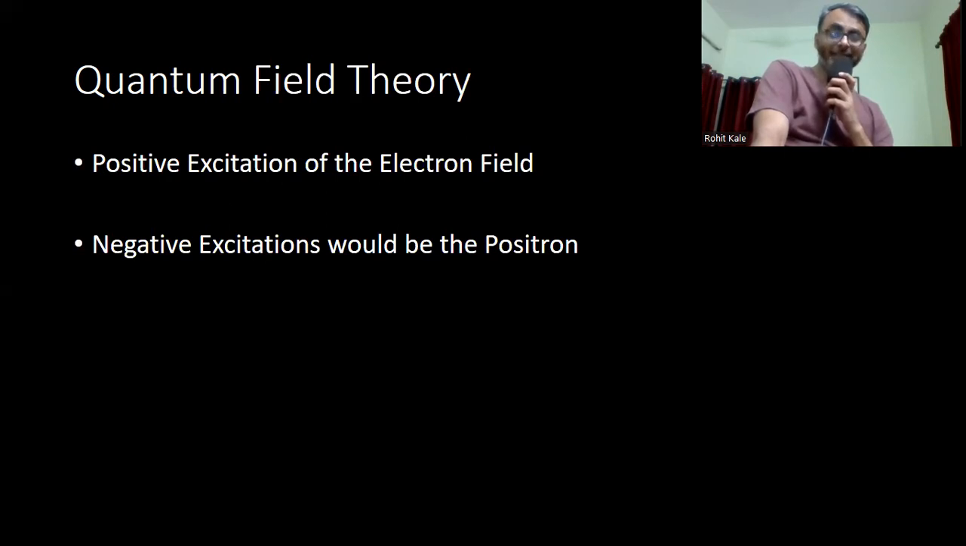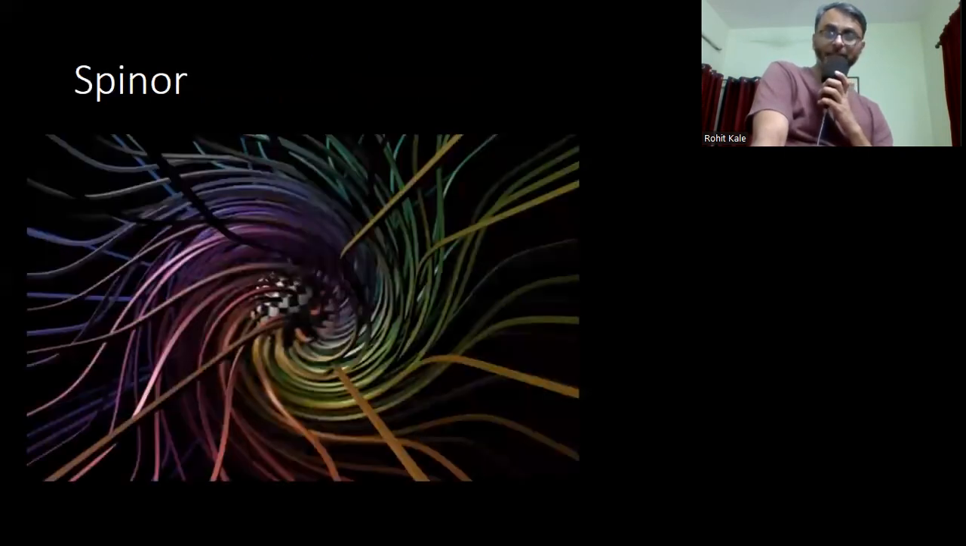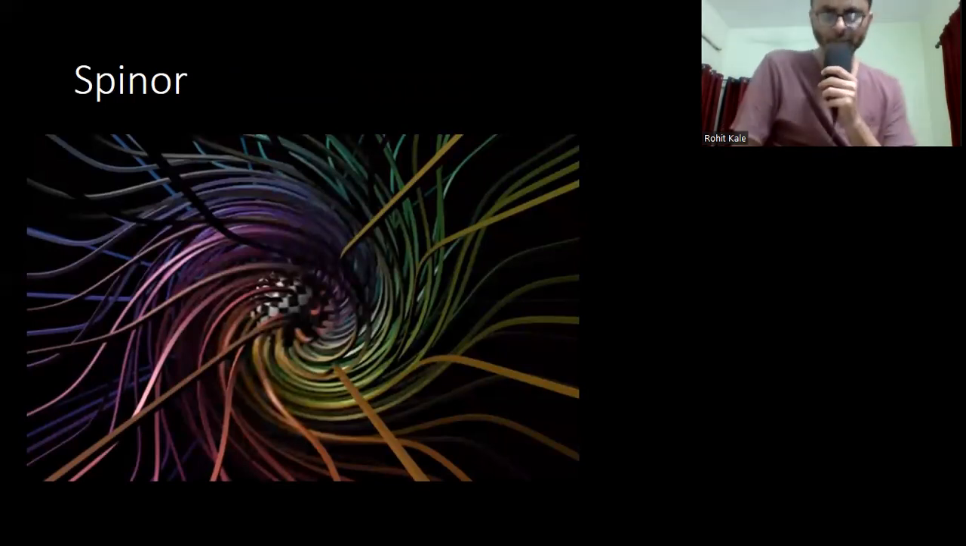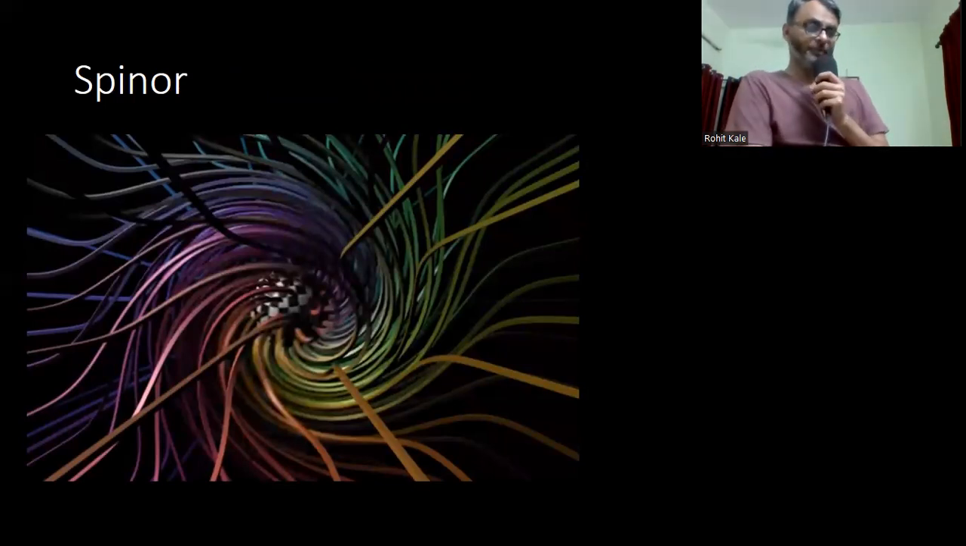So what exactly would dynamic general relativity say? There is one more, less talked about model of an electron, which is called a spinor.